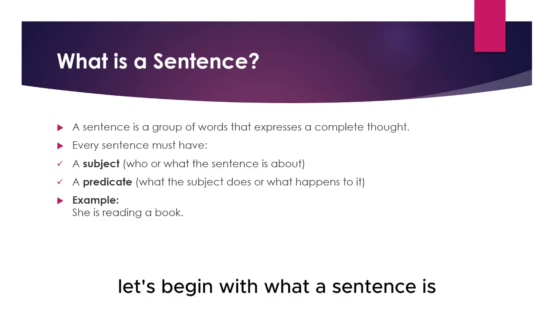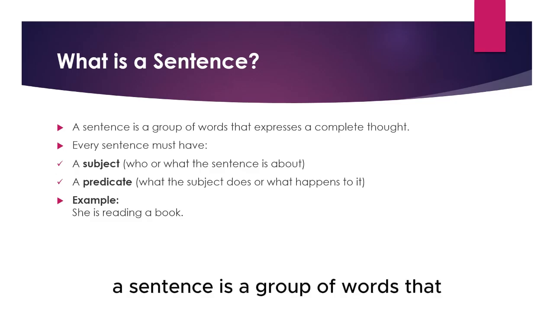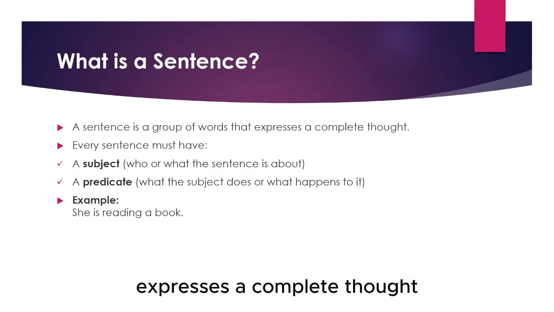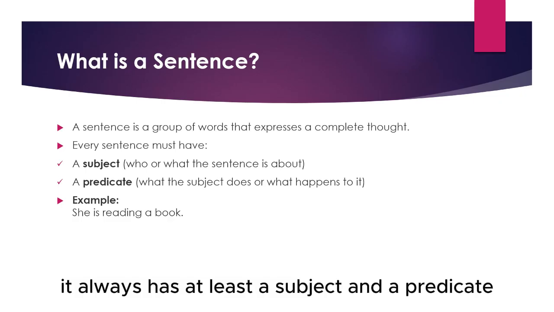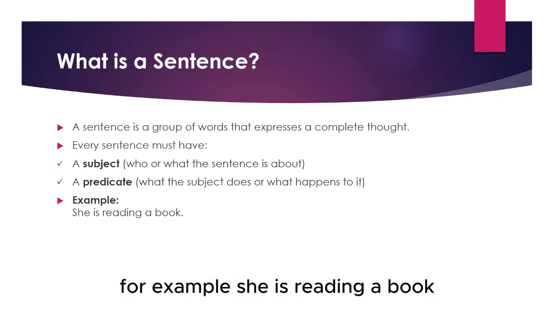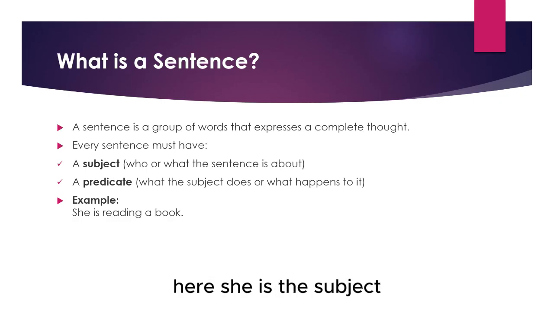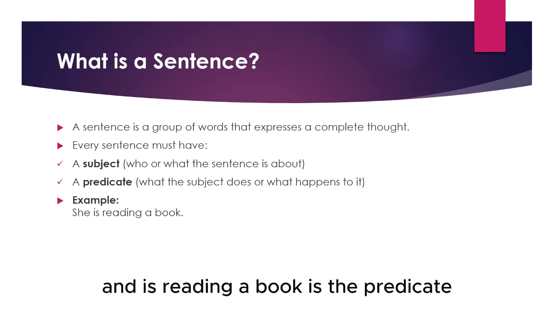Let's begin with what a sentence is. A sentence is a group of words that expresses a complete thought. It always has at least a subject and a predicate. For example, she is reading a book. Here, she is the subject, and is reading a book is the predicate.